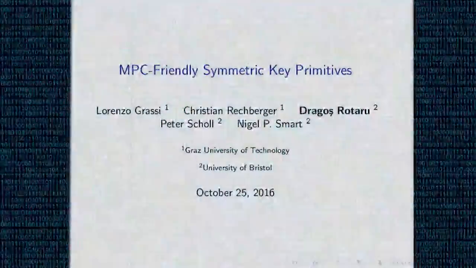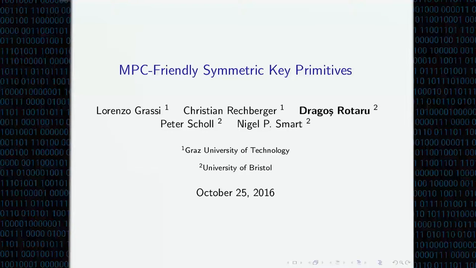So this is... I'm not going to talk today about bitcoins. I'll talk about finding an MPC-friendly symmetric key primitive. This is joint work with Lorenzo, Christian, Nigel, and Peter.